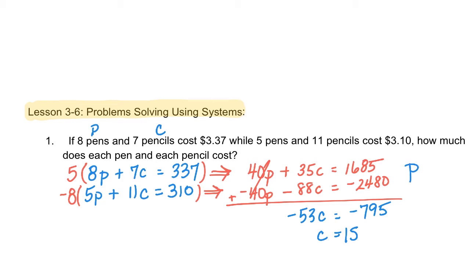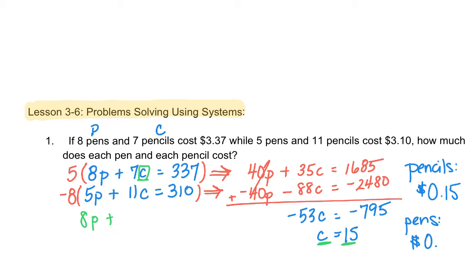So I know pencils are going to be 15 cents each, where pens, well, let's see how much pens will cost. So to find out pens, I'm going to plug 15 in for C right here. 8p plus 7 times 15, and I always plug it back into the original, equals 337.